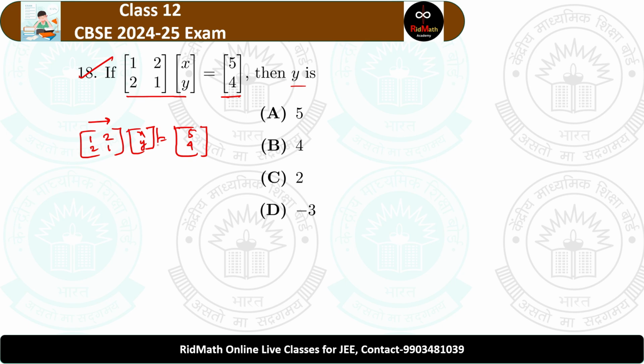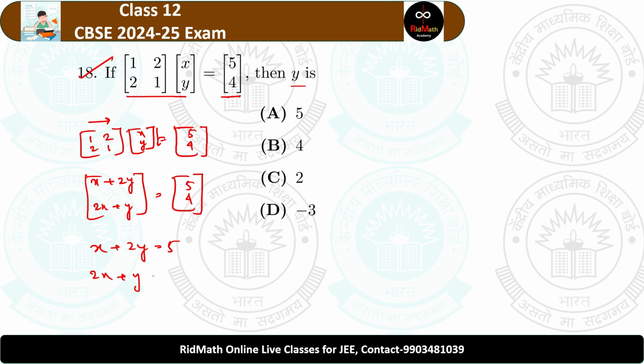This is row and column. So the first row is x plus 2y and the second row is 2x plus y. This matrix is equal to 5 4. So x plus 2y equal to 5 and 2x plus y equal to 4. Okay.